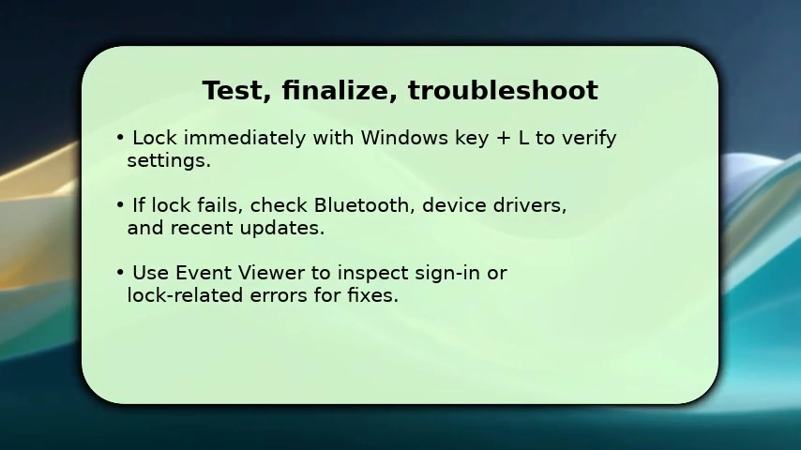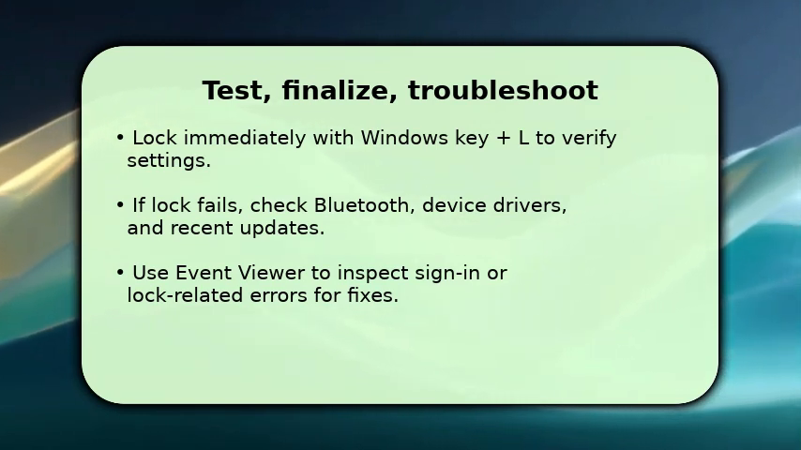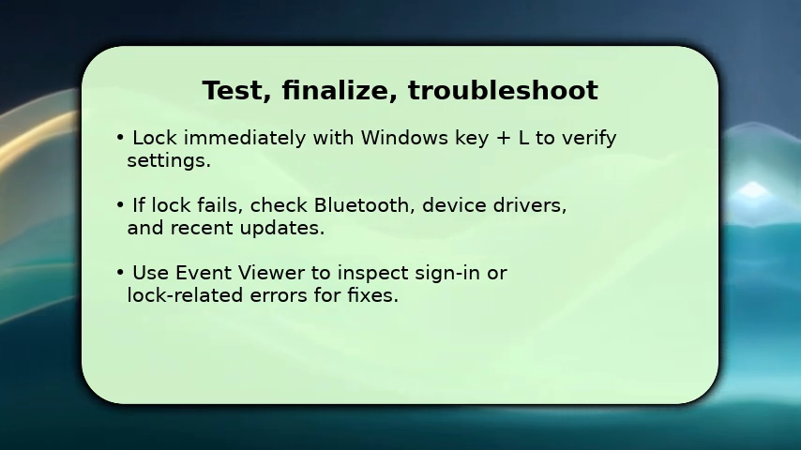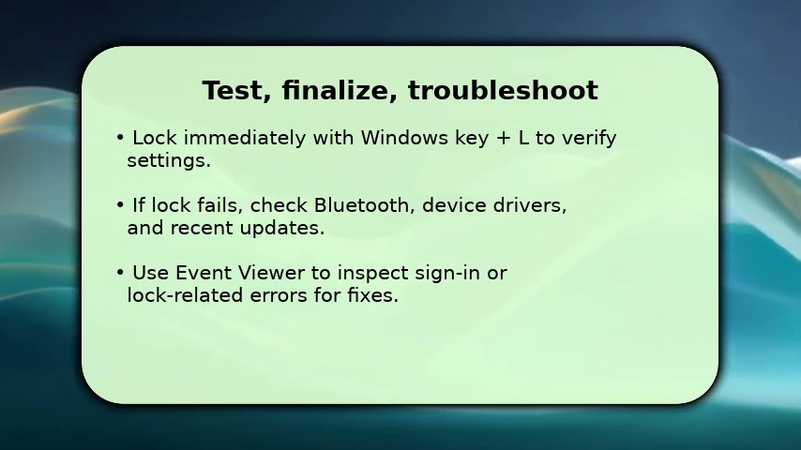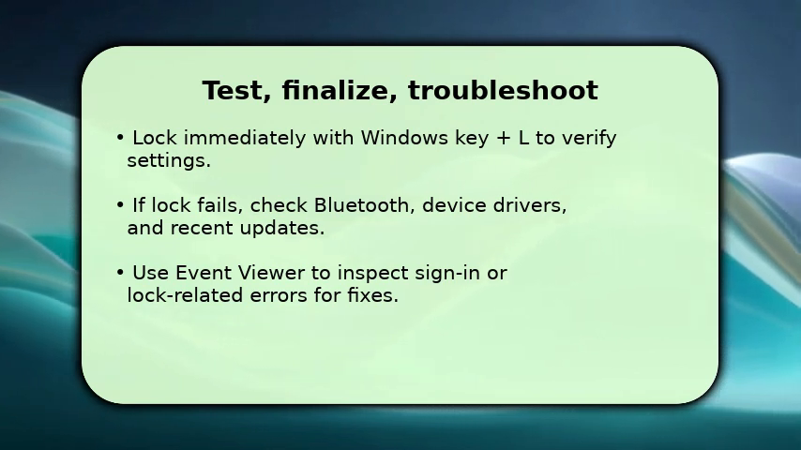Finish by testing your setup. Press Windows key plus L to lock instantly and confirm the chosen method prompts you correctly. If automatic lock or dynamic lock doesn't engage, make sure Bluetooth is on and paired, update or reinstall device drivers, and reboot. These often resolve connectivity issues.